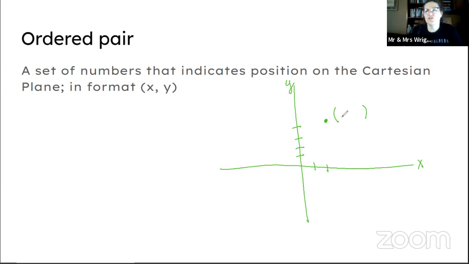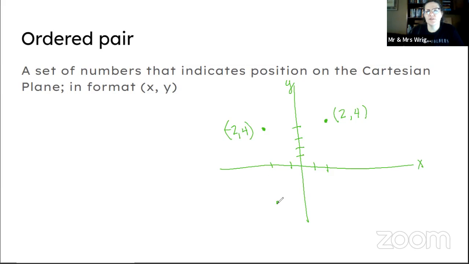So this is 2 over. So we're going to put a 2 there, and it is 4 up. So it's a positive 4. If we had that same point on this side, it would be negative 2, positive 4. So if you move to the right, it's positive. If you move to the left, it's going to be negative.